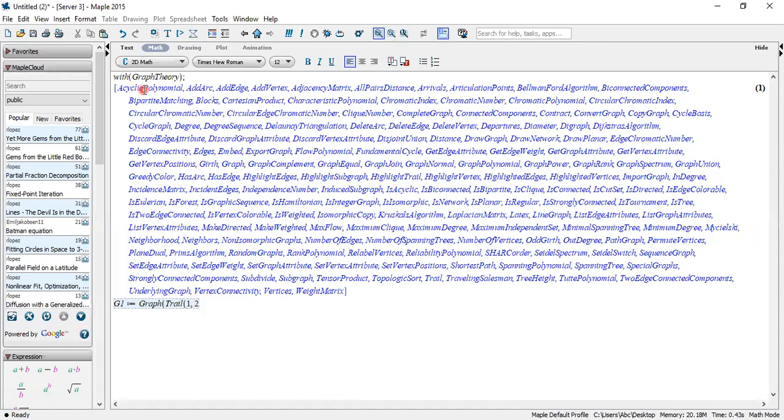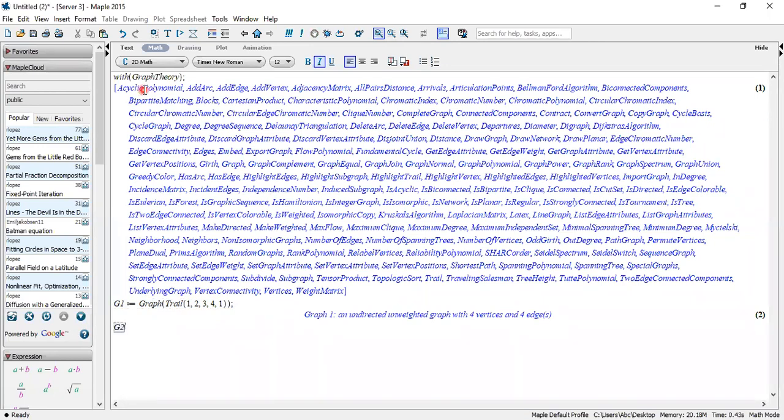1 and 2. When I'm writing 1 comma 2, that means 1 and 2 are connected. Then 2 is connected to 3. Then 3 is connected to 4, and 4 is connected to 1. My command is done. I'm finishing the bracket, and this graph is being read. So it is saying that an undirected, unweighted graph is given with 4 vertices and 4 edges.